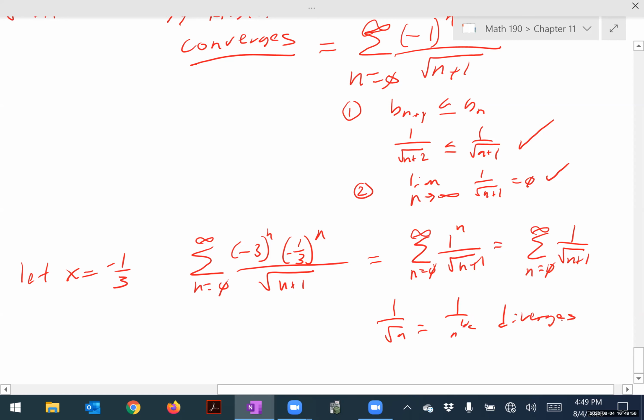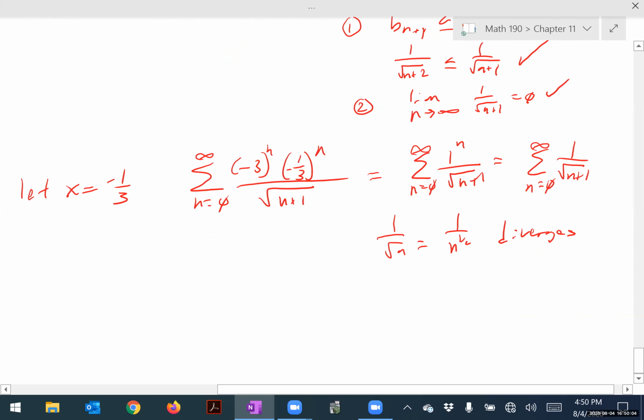Okay, so 1 over n to the 1. So what I'm going to do is a limit comparison test on this thing. I'm not going to do the comparison test because I think it's going to go the wrong direction.